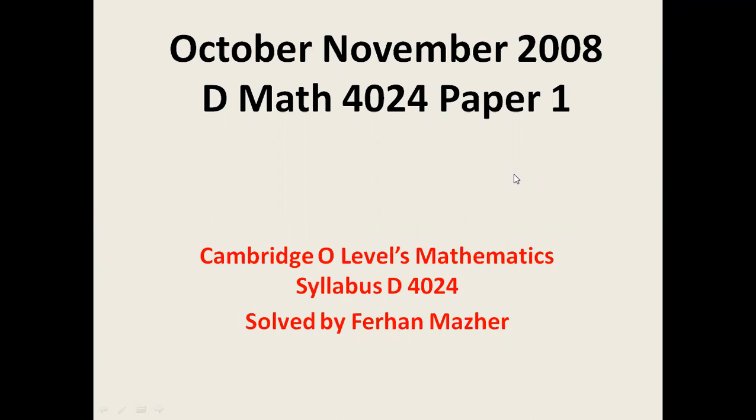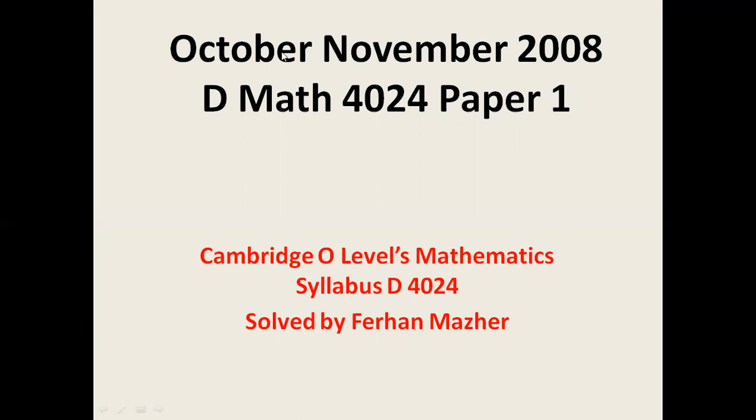Right now, I am with the 11th Cambridge class, and the subject we are studying is D Maths 4024. This is Cambridge O Levels Mathematics Syllabus D 4024. We have selected a paper today. This paper is paper 1. The name of the paper is October November 2008, and this paper 1 is of 2 hours, and the calculator is not allowed in this paper.